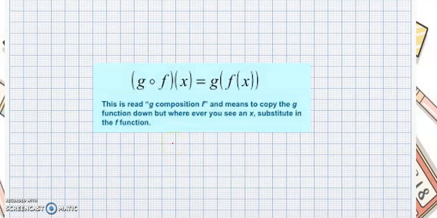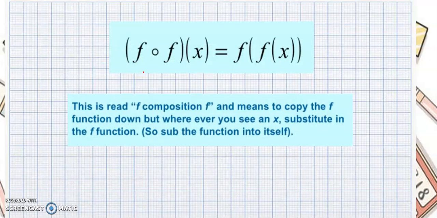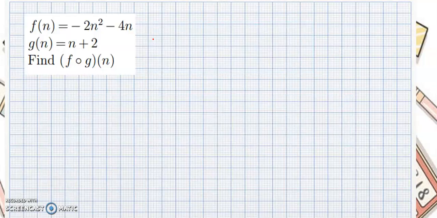If you have the other way around, g circle f, you need to insert f into g. So function f will be inserted into g. And lastly, if you have f circle f or f composition f, you need to insert the function of x into itself. So let's have examples.